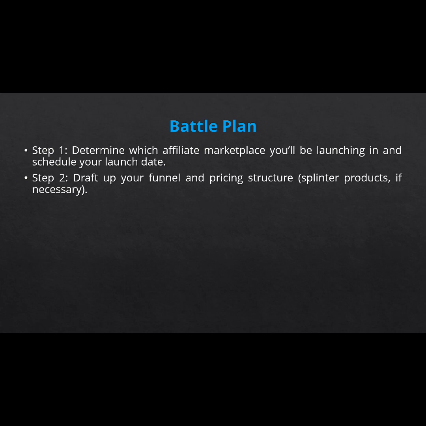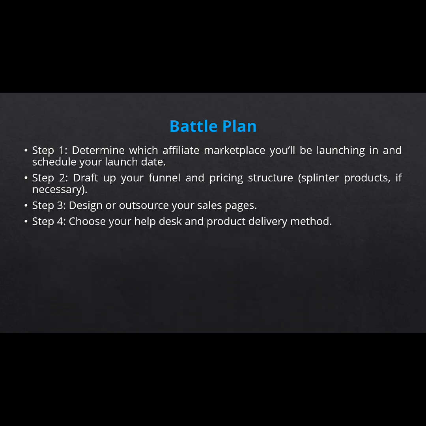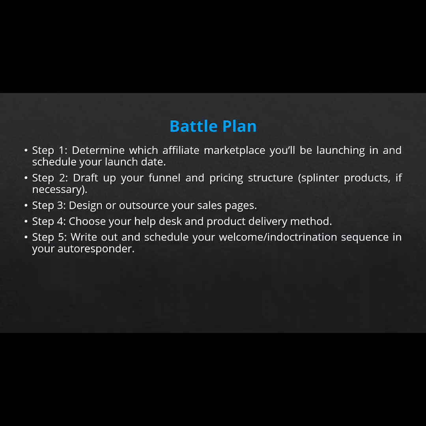Step 4. Choose your help desk and product delivery method. Step 5. Write out and schedule your welcome or indoctrination sequence in your autoresponder. Step 6. Develop an affiliate sign-up page and start recruiting affiliates. Step 7. Get ready for your first launch.